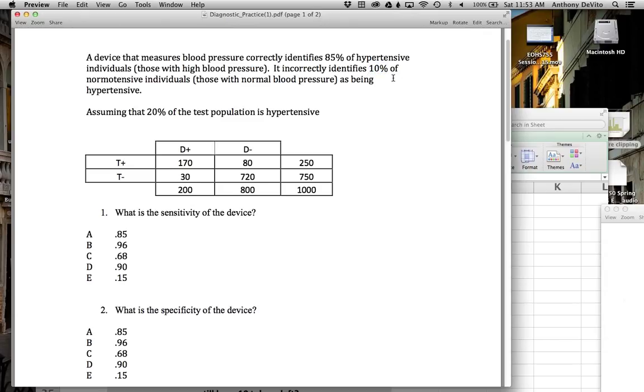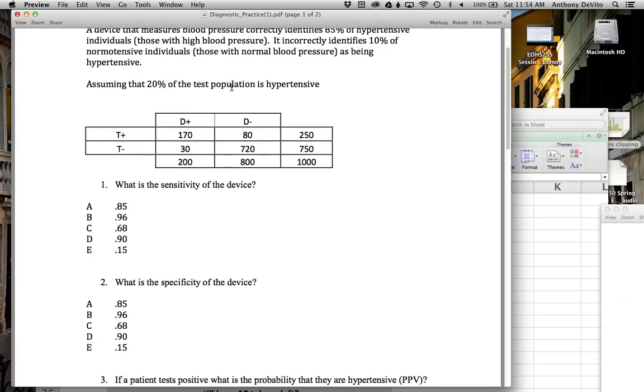We're really interested in how often it gets it right. In both cases, sensitivity, specificity, we're interested in how often it gets it right. They told you how often it gets it wrong for people that don't have the disease. So you have to work backwards a little bit. That's a little bit of a twist, right? So the sensitivity is 85%. The specificity is 90%. Okay, assuming 20% of the population is hypertensive, this is what you would see.